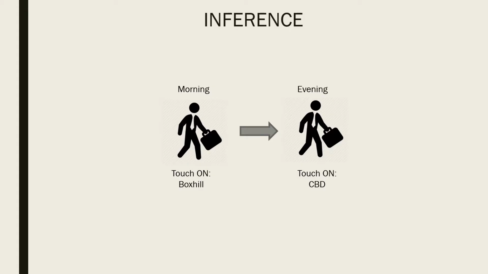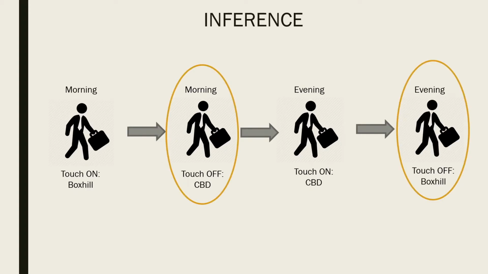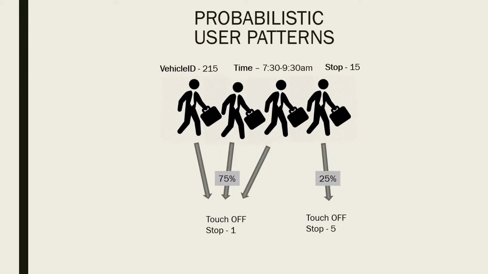Using inference, where if for example a user touches on in the morning at Box Hill and in the evening in the CBD, we infer that he must have gotten off in the CBD in the morning and Box Hill in the evening. If that didn't work, then we use known user travel information to create a probability matrix for users getting on each stop.